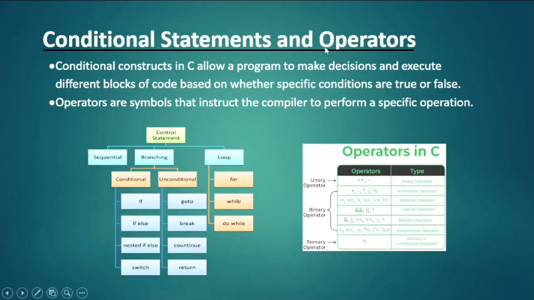Conditional statement and operators in C. Conditional statements in C allow a program to make decisions and execute different blocks of code based on whether a specific condition is true or false. Whereas operators are symbols that instruct the compiler to perform a specific operation. There are multiple types of operators like logical operators, arithmetic operators, assignment operators, and many more.